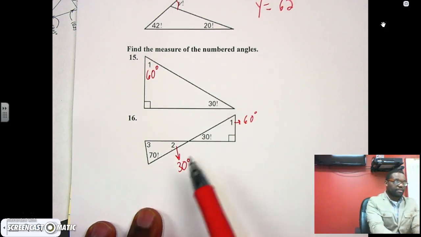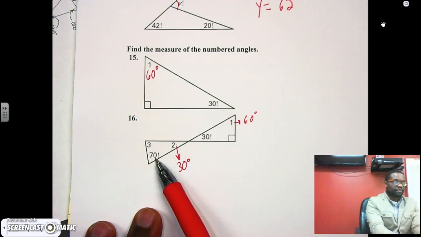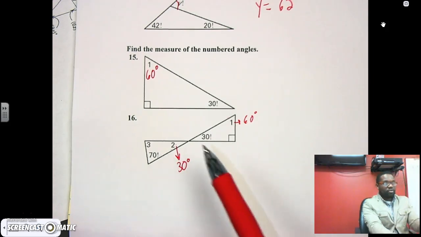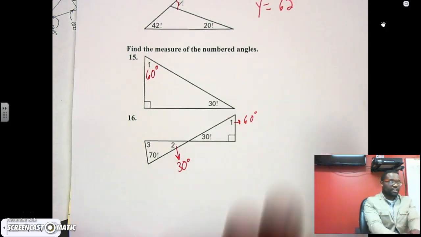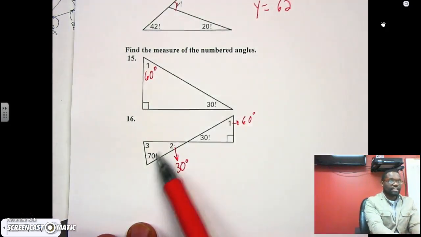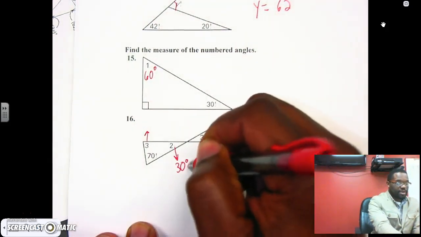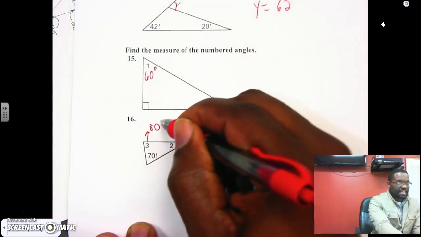Well, think about it. Number 3 and number 2, angle 2, and angle 70 degrees always add up to be 180. Forget all the rest of the picture. Those three angles add up to be 180. So if this one is 70, this one is 30, what does angle 3 have to be? 70 and 30 make 100, so this has to be 80.